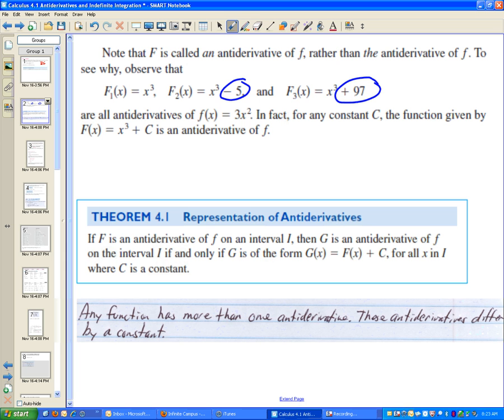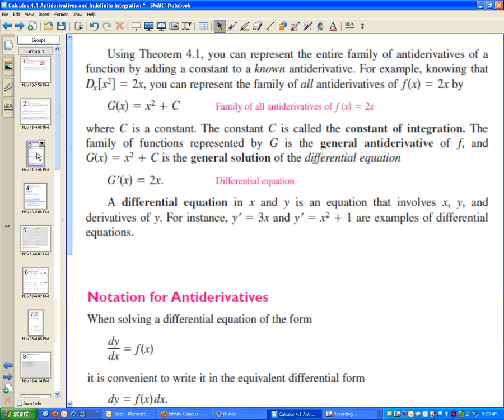So, my notes. Any function has more than one antiderivative, and these antiderivatives differ by a constant. All the variable expressions will be exactly the same, but they will differ by a constant. All right, you still hanging in there? All right, using Theorem 4.1, you can represent the entire family of antiderivatives of a function by adding a constant to a known antiderivative. That's what I said.